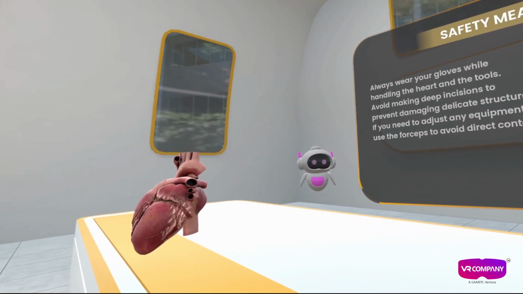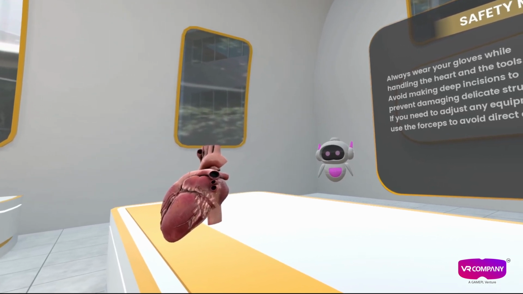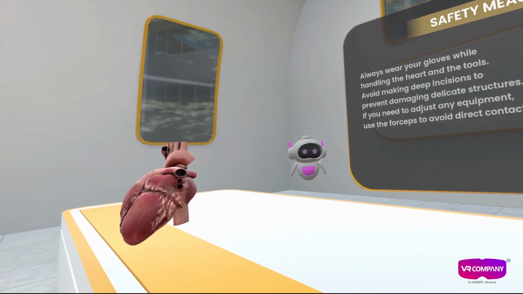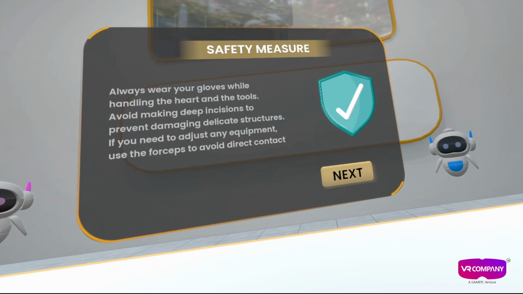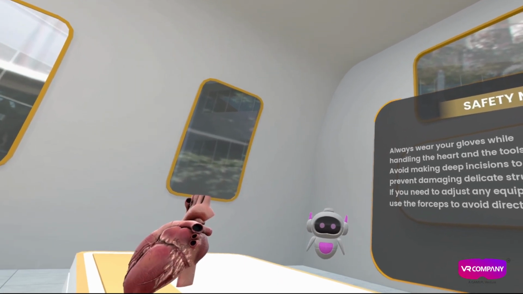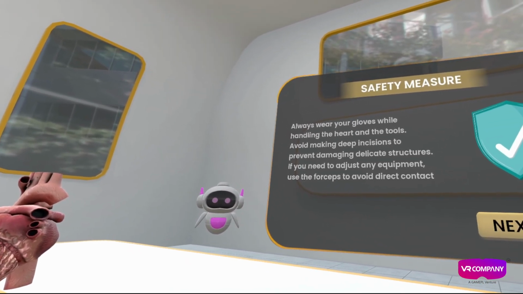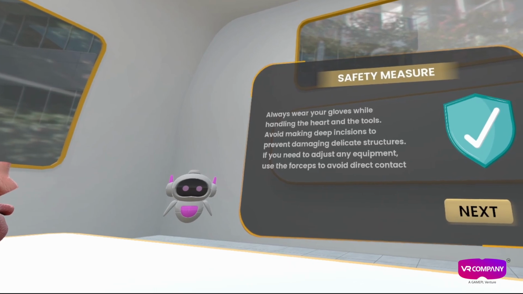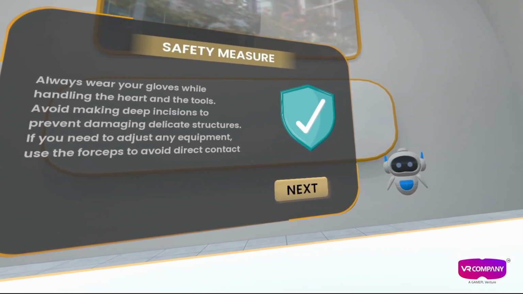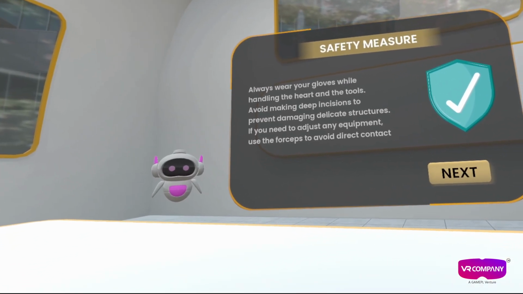Before we begin, it's essential to follow safety protocols. If you need to adjust any equipment, use the forceps to avoid direct contact. Always wear your gloves while handling the heart and the tools. Avoid making deep incisions to prevent damaging delicate structures.